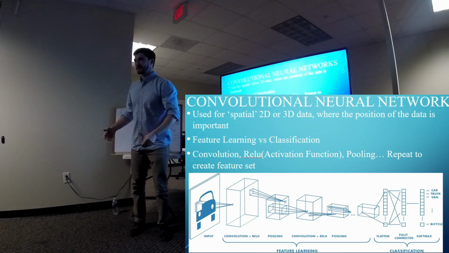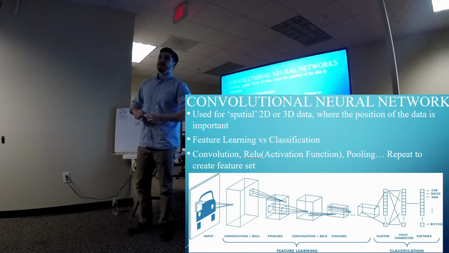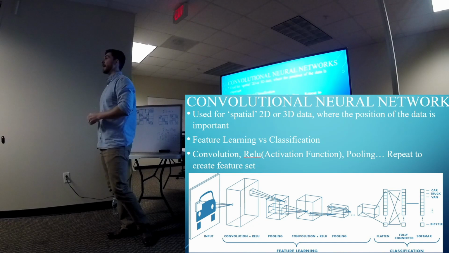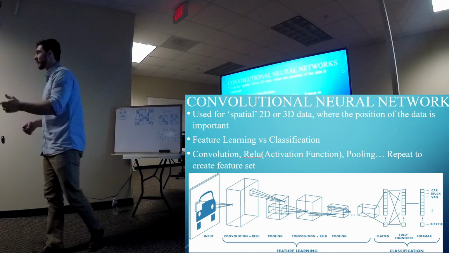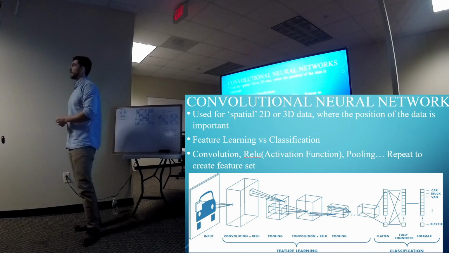Now, questions, I'm sure we have some. Where are the filters generated? The filters are generated the same way that the weights are generated. They're completely random at first. You can imagine them as static, and they're optimized through backpropagation.